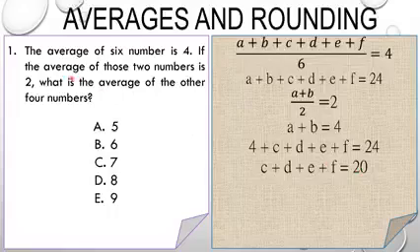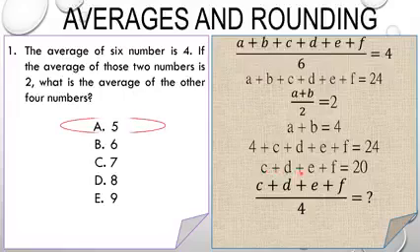Okay, so ulitin lang natin para makuha yung average. We need to divide this by, in this case, we're dividing by 4. So, magdi-divide tayo ng 4 in the case of 20. Okay? Since the sum of C, D, E, F is 20, so magiging 20 to, magdi-divide tayo ng 4, and the answer is 5. That means the average of the other 4 numbers is 5.